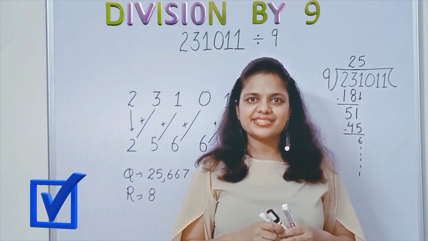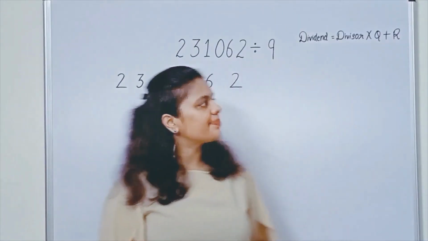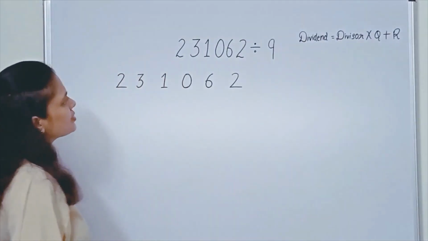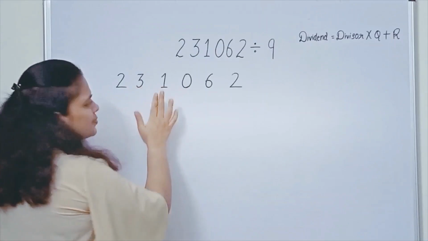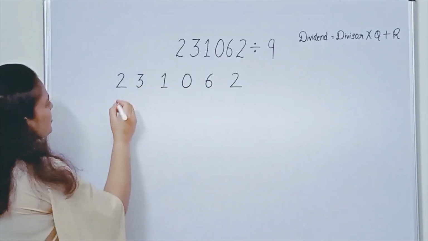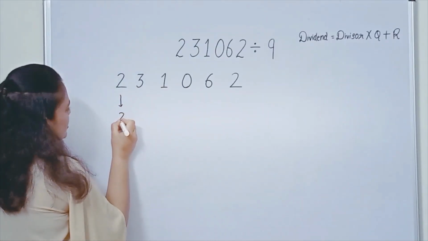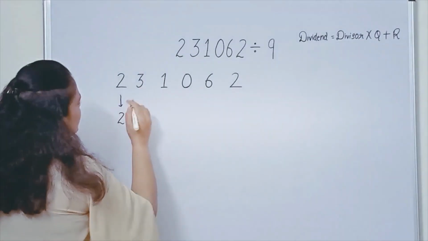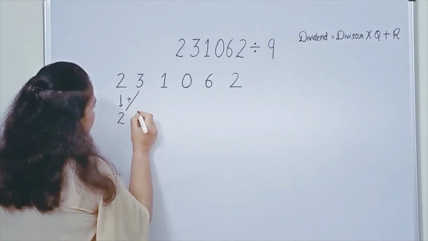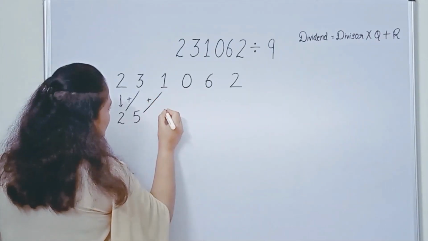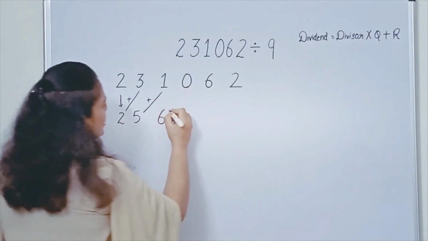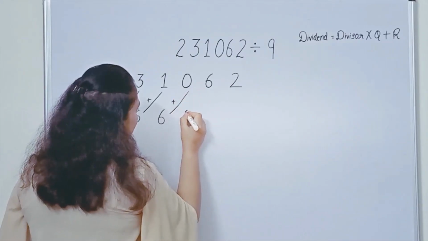Let's take up one more example. The second example says 2,31,062 divided by 9. Again I have written the dividend with the digits being spaced out with each other. Now the first step is to write the first digit as is. Now add this with 3, which is 5. Add 5 with 1, which is 6. Add 6 with 0, which is again 6.